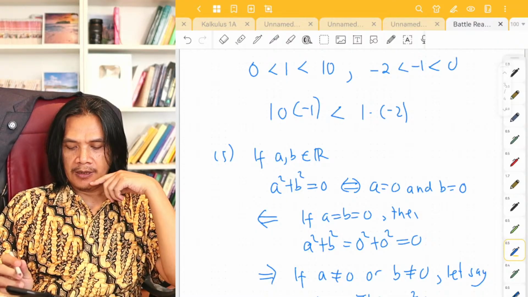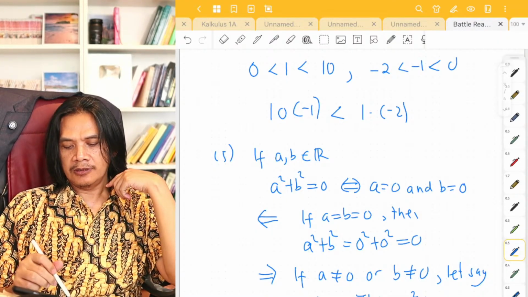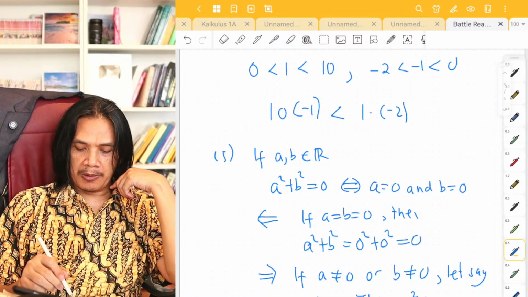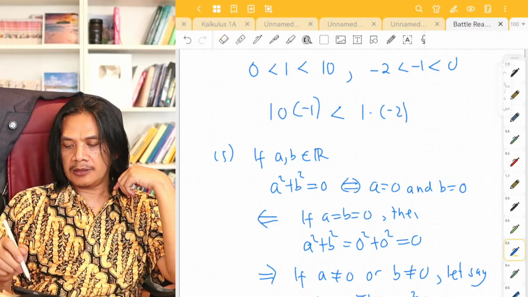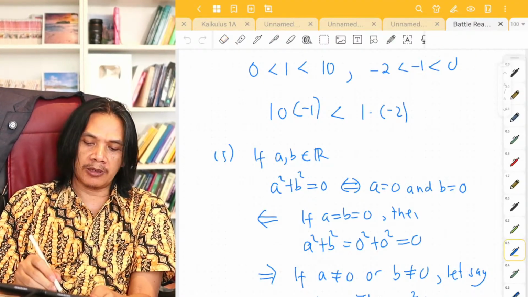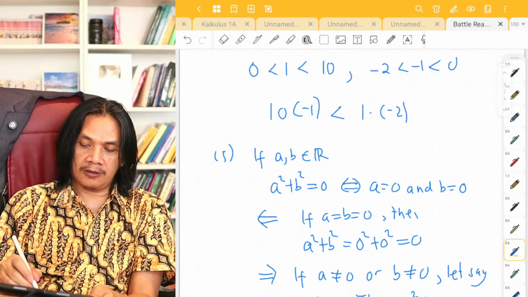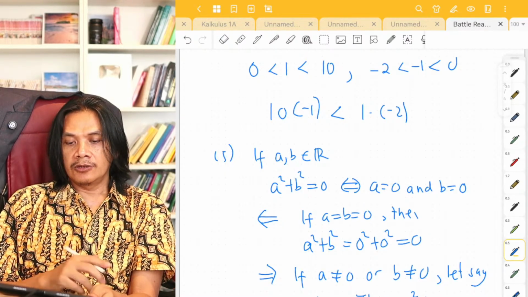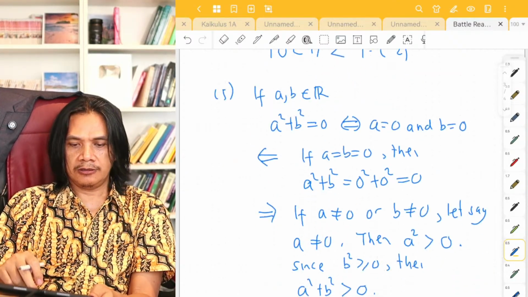I don't know how elementary we can go from here. I know it is true, but the reader expects a more elementary argument. Since B squared is greater than or equal to 0, A squared plus B squared is greater than 0. So if it is not this, then it is not that.